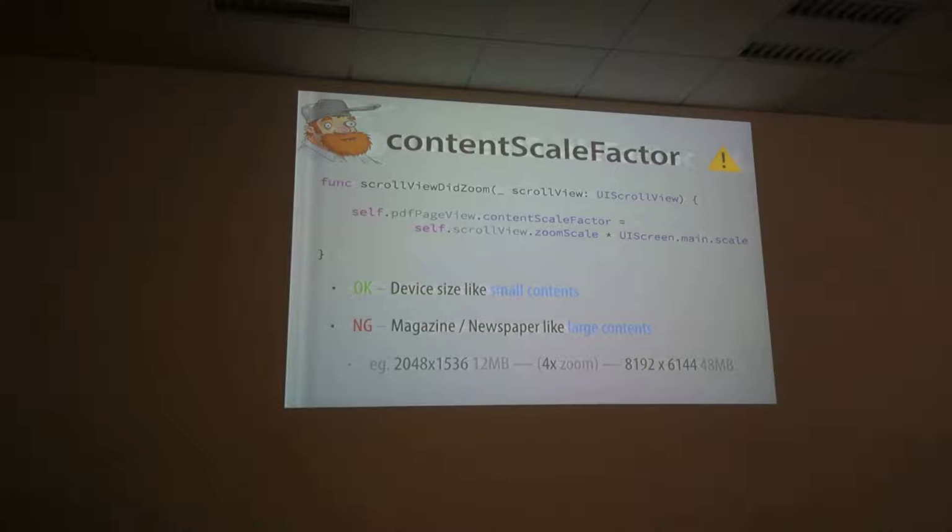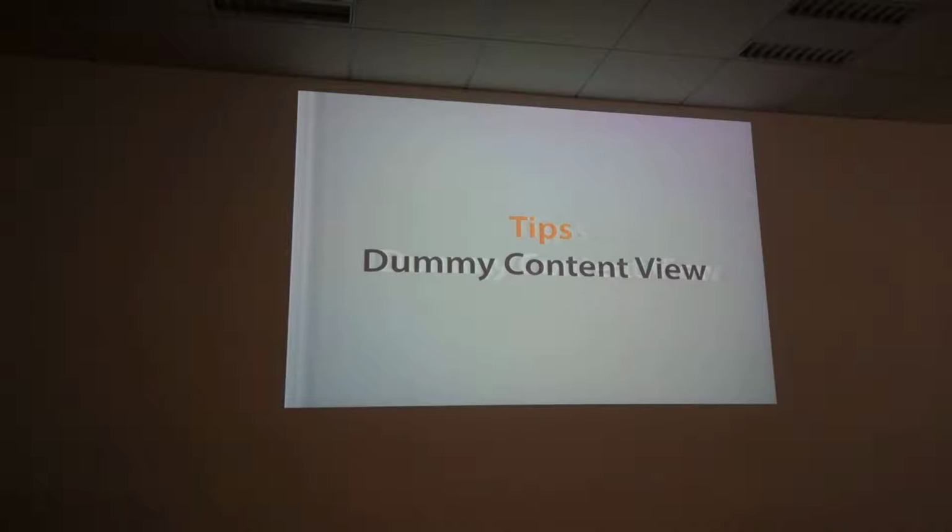You know what? When you set a double number for the content scale factor, it actually allocates 4 times the memory for the bitmap. For example, if you have 2048 by 1535 Retina iPad contents, it requires about 12 megabytes of bitmap. But once it comes to 4 times scale, it actually requires 48 megabytes of memory. Then you can tell the app will eventually crash at some point of zooming. So today, I'd like to talk about tips and tricks for how to solve this problem.